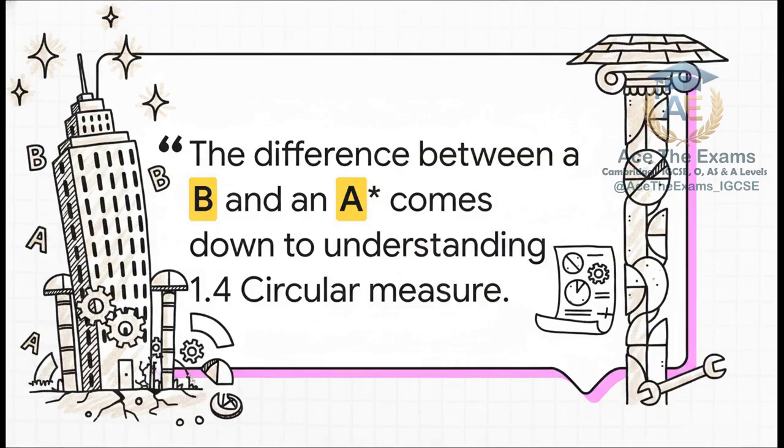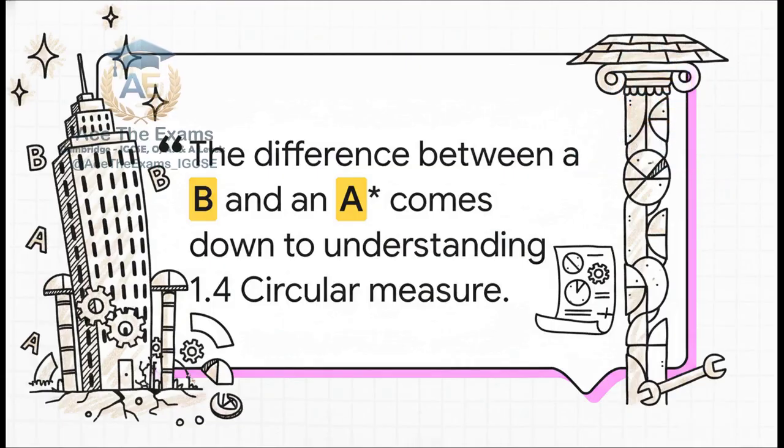Right off the bat, a senior examiner makes the stakes incredibly clear. They stated, quote, "The difference between a B and an A-star in mathematics often comes down to how well you understand 1.4 circular measure." Think of this as the ultimate site inspector telling you exactly where buildings fail. Mastering this topic is the foundation that prevents your final grade from completely collapsing.